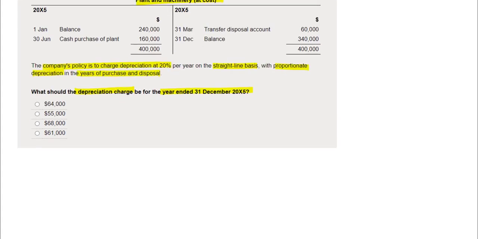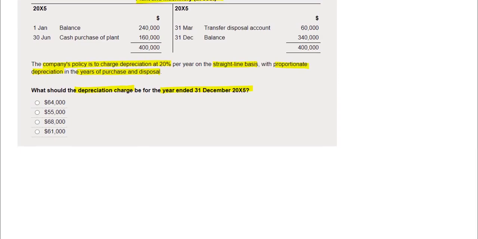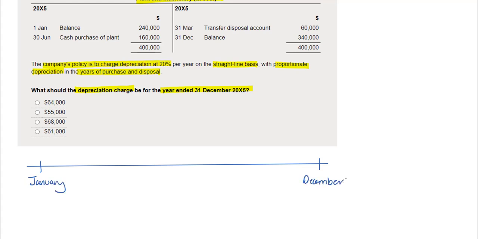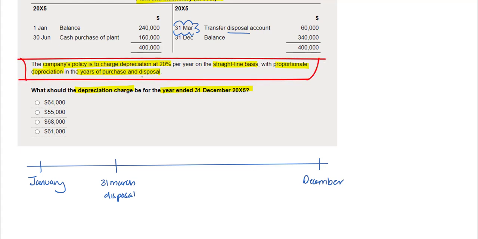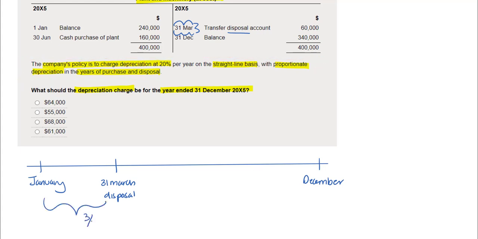I think the best way to deal with this type of question is to firstly visualize a timeline. So let's do precisely that. We're told that the year end is December, so the beginning of the year will be January, with the end of the year being December. The information in the T account reveals that on 31st of March, there was a disposal of an asset. So if I mark that up in my timeline, 31st of March, they have a disposal. Because the depreciation policy is proportionate in the years of purchase and disposal, we can establish that for at least 3 months of this year, the asset that is disposed of would have been depreciated. Thereafter, they've sold it on, so no depreciation is relevant for the later 9 months of the year.